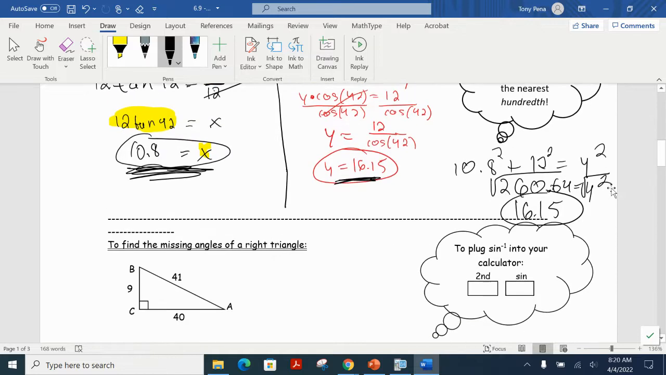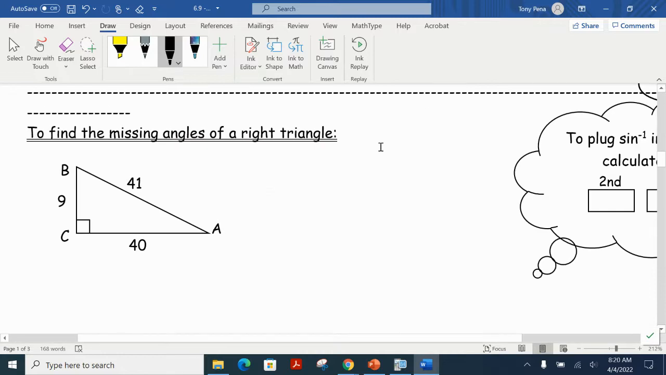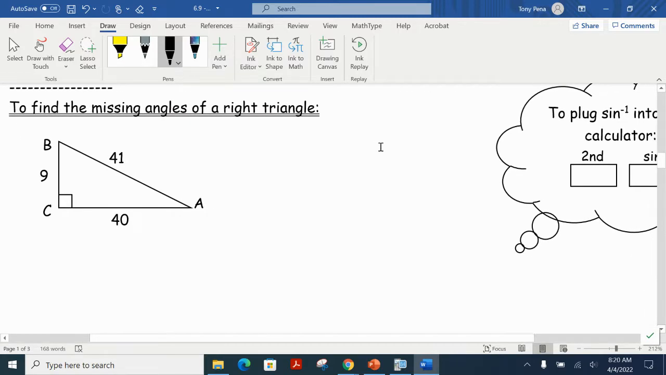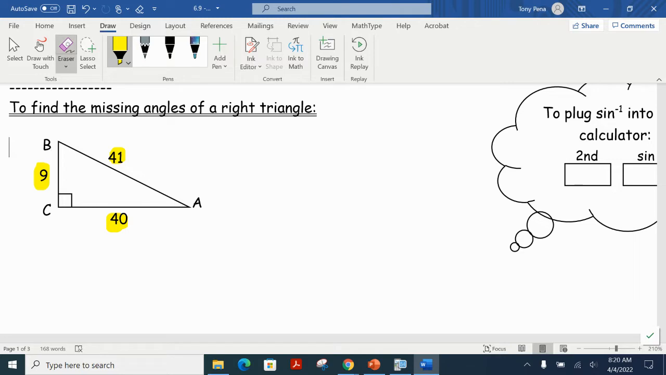All right. The third way to plug this in, and this is probably the trickiest, and hopefully you have a calculator that looks like mine, is to find the missing angle. So now we know all three sides. This is 9, this is 40, this is 41. There's no mystery about what the lengths are. We know the lengths of all the sides. But let's say I wanted you to figure out A. If we want to know what angle A is, we're stuck.